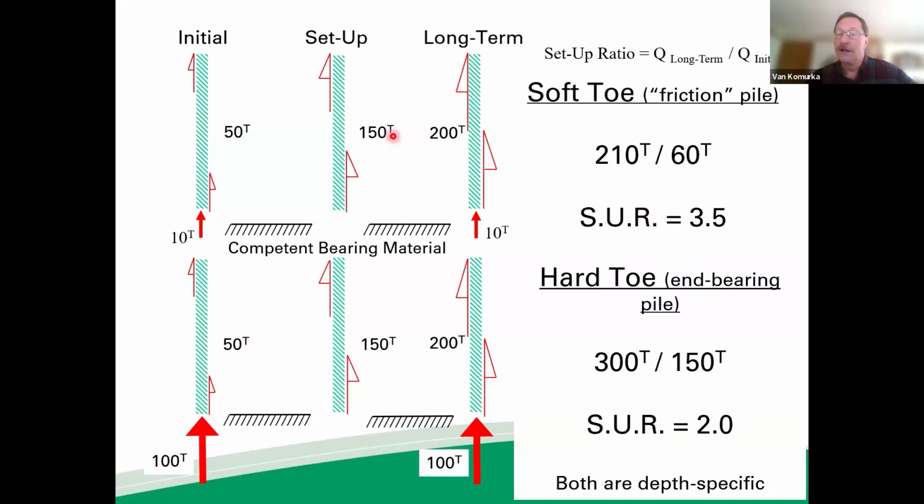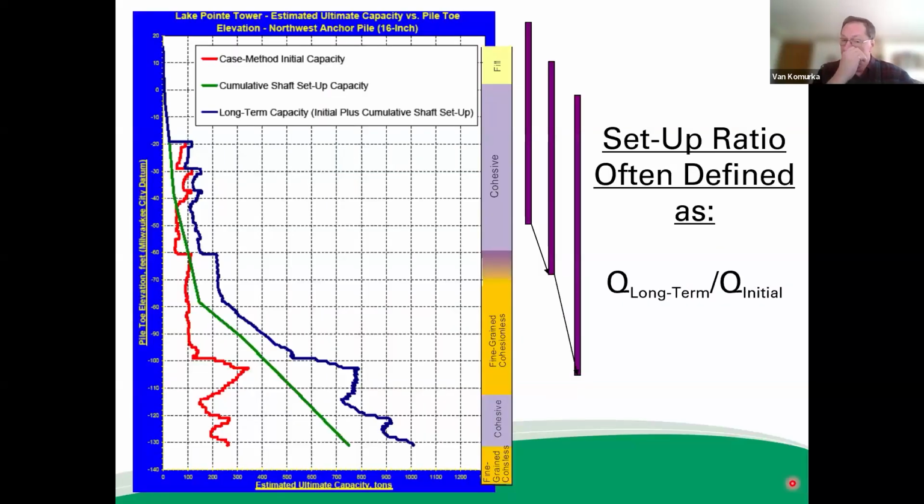So again, it's better to look at what's happening on just the shaft, and then you don't have to worry about what's happening at the toe. And you won't get these kinds of discrepancies depending on your toe resistance, your toe condition. So let's look at our example again.